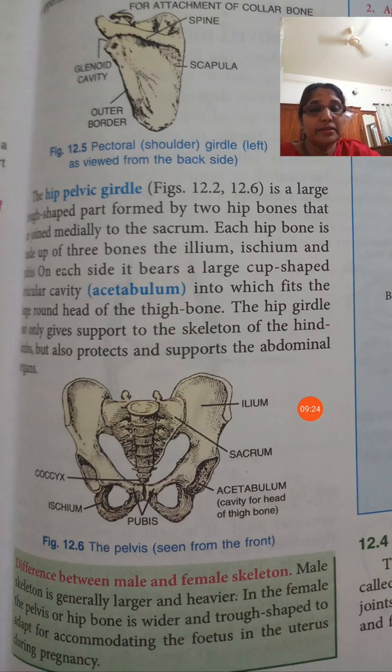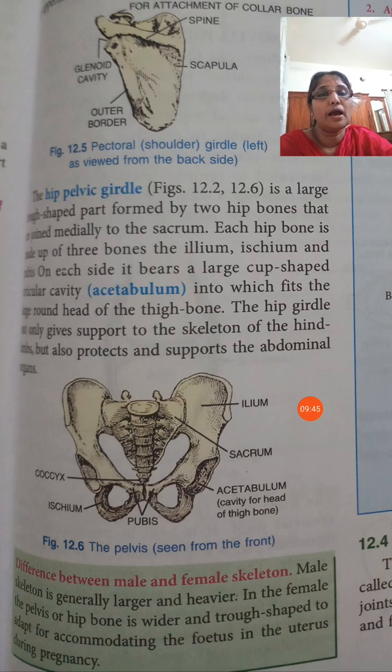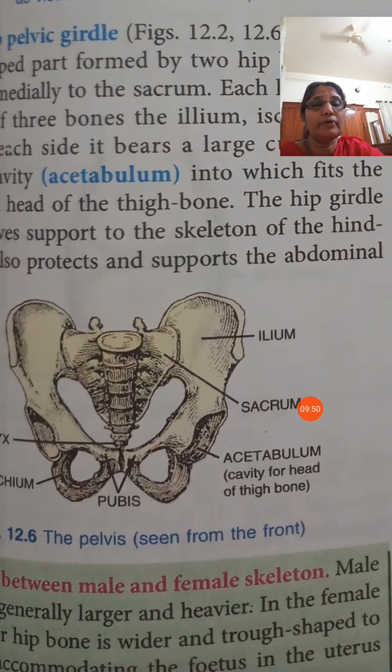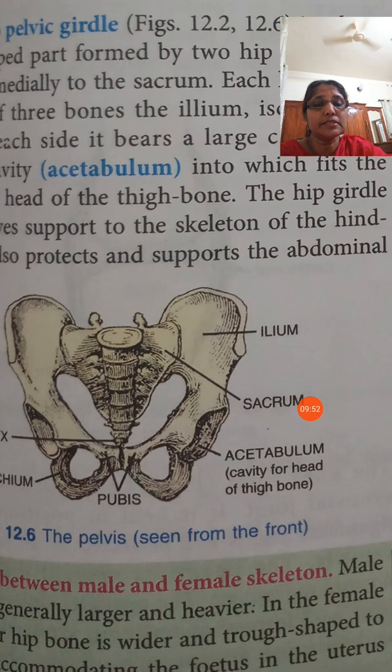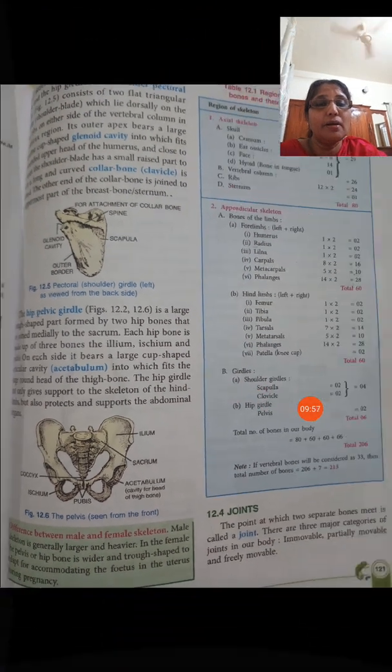In the female, the pelvis or hip bone is wider and trough shaped to adapt for accommodating the fetus in the uterus during pregnancy. The female has another duty, to give birth to young ones, so her uterus and other organs have to be held in this region, in the lower part of the skeleton. So in the female, compared to the male, it is the wider part.